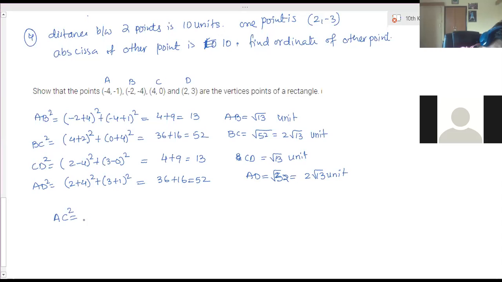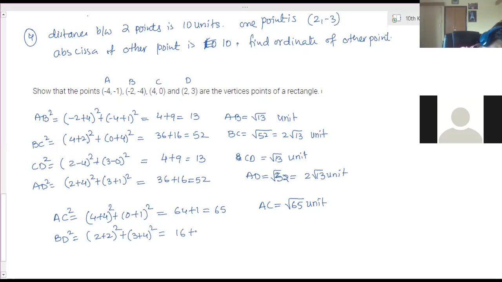AC square is equal to (4 + 4) whole square plus (0 + 1) whole square. 4 plus 4, 8, that is 64, plus 1, 65. So AC is equal to square root 65 units. BD square is equal to (2 + 2) whole square plus (3 + 4) whole square. 4 square is 16 plus 49, 65. So BD is also equal to root 65 units.